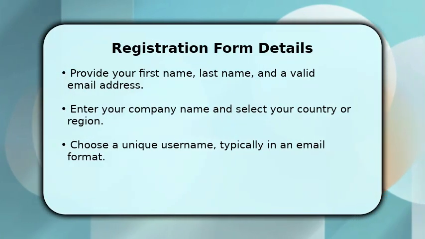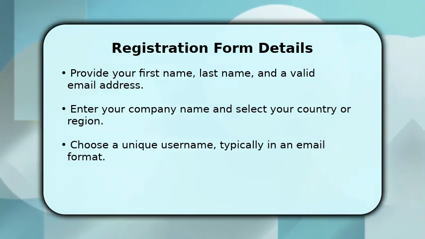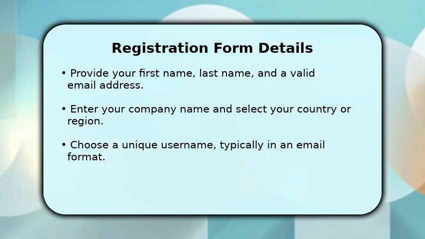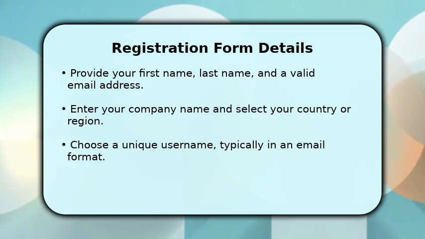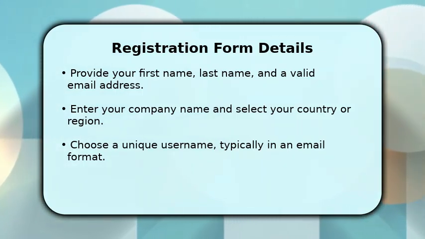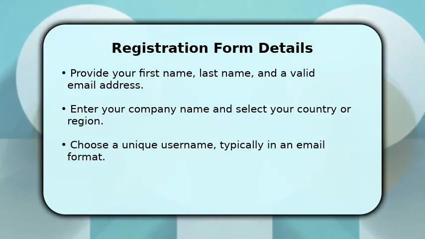Next, you'll need to fill out the registration form with your personal and company information. Be sure to enter your first and last name, along with a current email address. You'll also specify your company name and country. For your username, it must be unique and in an email format, like your name at your company. This helps Salesforce identify your specific account.